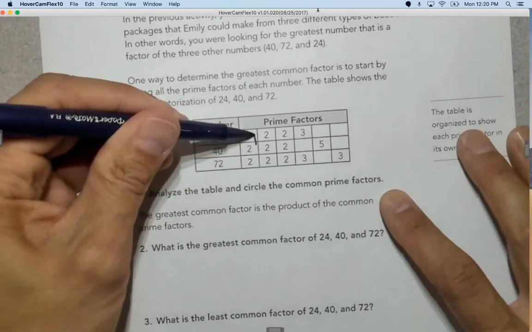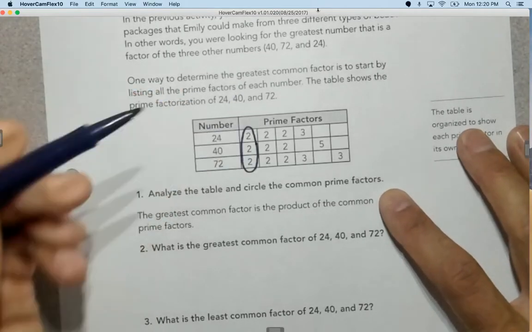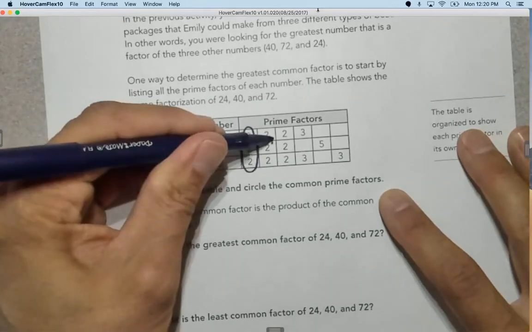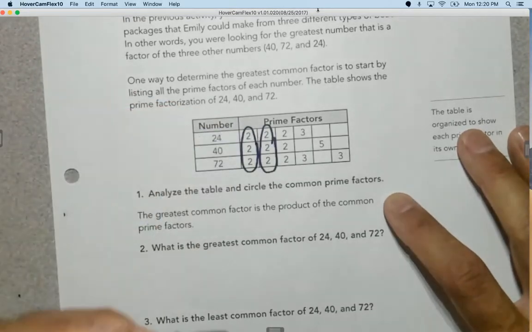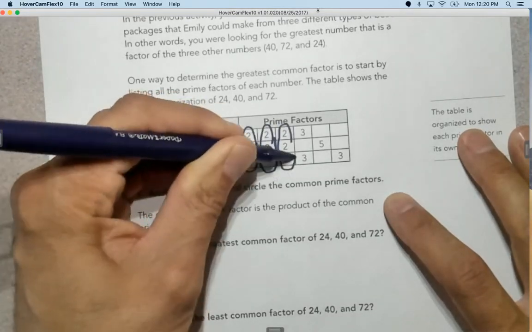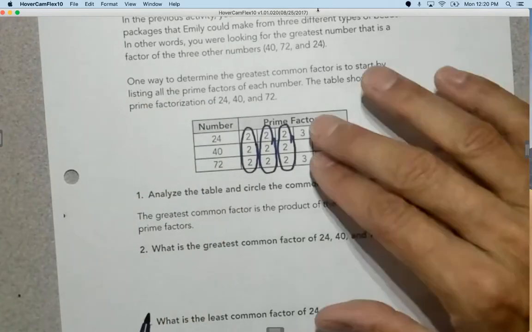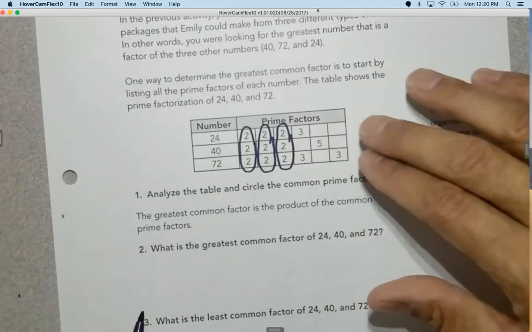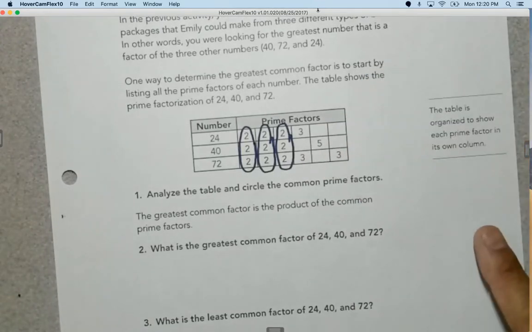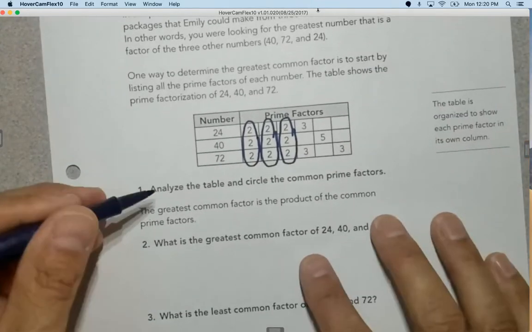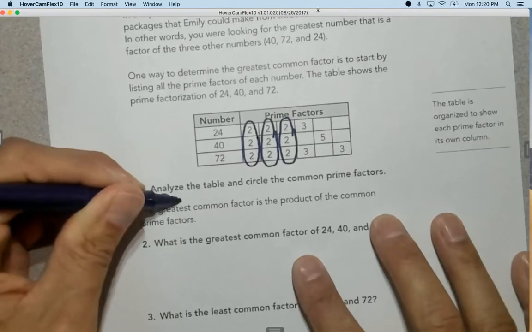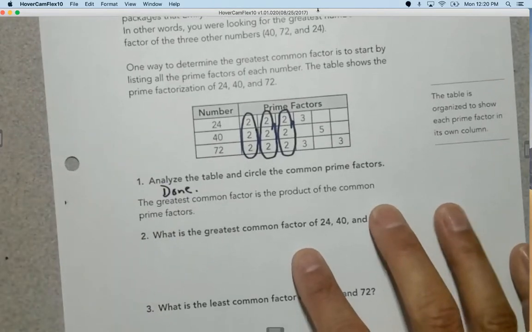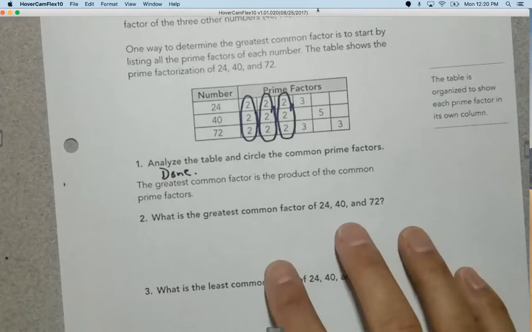All 3 of them have a 2. All 3 of them have a second 2. All 3 of them have a third 2. And then for the other ones, they don't all have a 3. They don't all have a 5. They don't all have a second 3. All right? So, done.